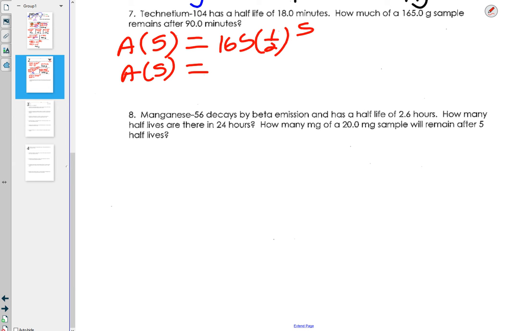5.15. They don't tell me where to round. Take your word for it. Let's see if Marquis is reliable. No, you ruined it for everybody, Marquis. 5.16. And this is going to be in grams.